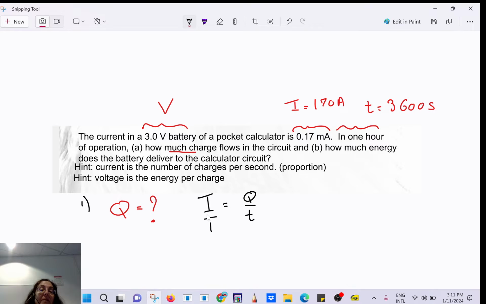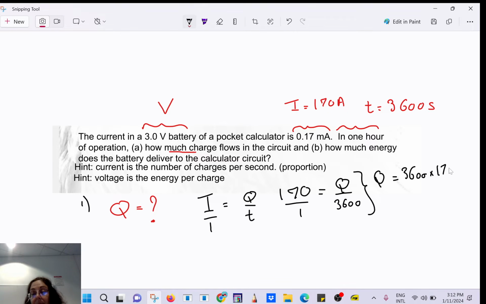Okay, so current is by definition charge in coulombs per second. So you have 170 equals Q, that's my unknown, over time. Okay, is that right? So Q, you cross multiply, equals 612,000 coulombs.